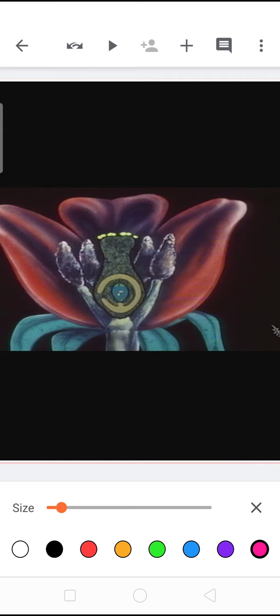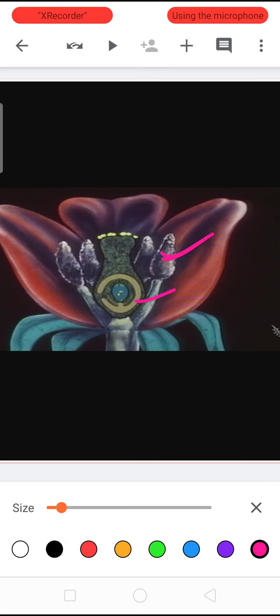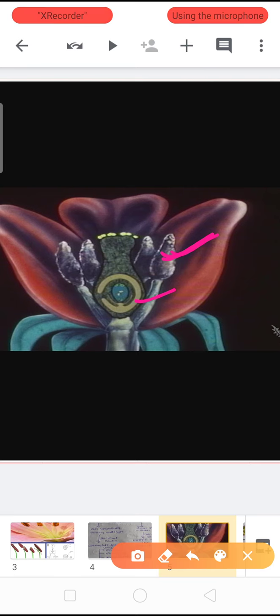Anther is known as microsporangium and ovule is known as megasporangium.